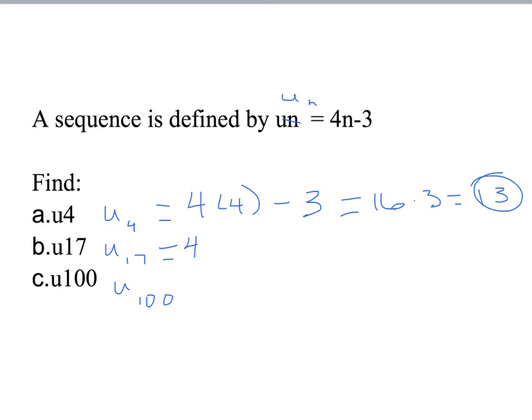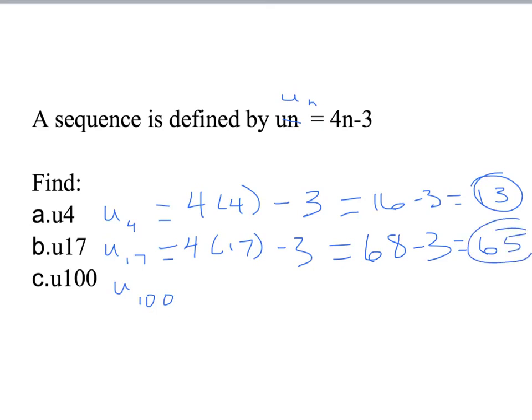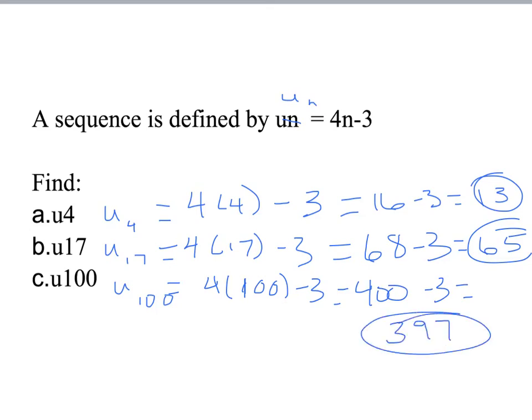For the 17th term, we're going to take 4 times 17 for the n, minus 3. So that's 68 minus 3, so that's 65. So the 17th term is 65. And for the 100th term, 4 times 100 minus 3. So 400 minus 3 equals 397. Okay? So you can see any equation can generate the terms in its sequence. You can see that really all the y values in an equation are a sequence of their own. And the x values are really the position number.